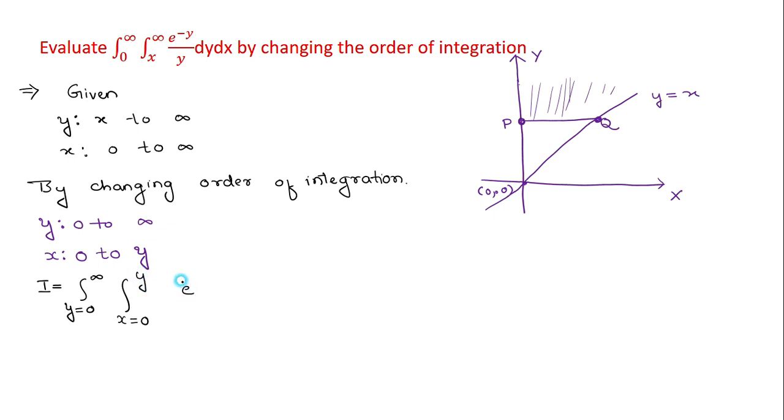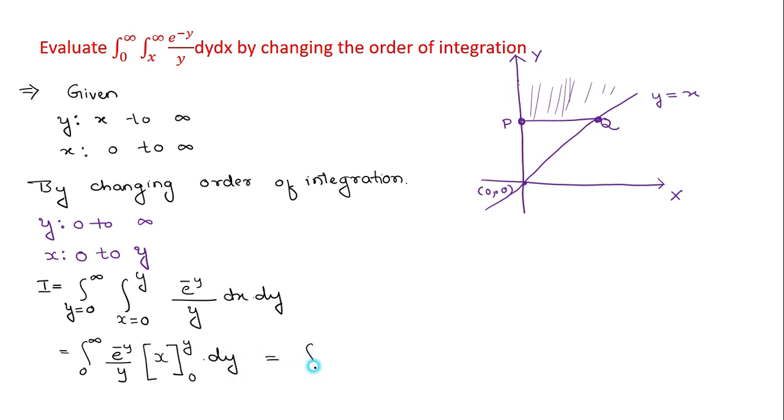The given function is e raised to minus y by y. So the order of integration will be dx dy. Note that we first have to integrate with respect to x. With respect to x, e raised to minus y by y is a constant. So keeping e raised to minus y by y as it is, there is nothing as a function of x, which means it is 1, and the integration of 1 is x.